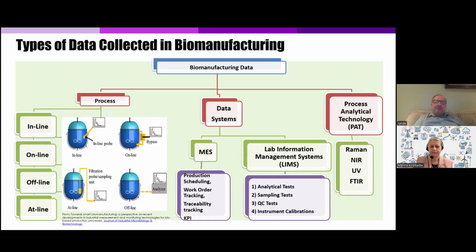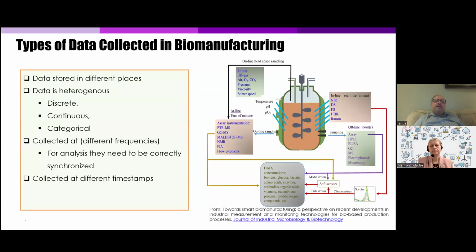So now, we had an overview about the complexity of the data structure collected from biomanufacturing, the types of data. And now, this is a summary, by the way. Here we are focusing on the fermenter. You can see the type of data that we collect online.